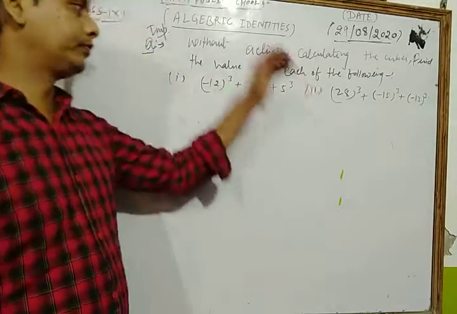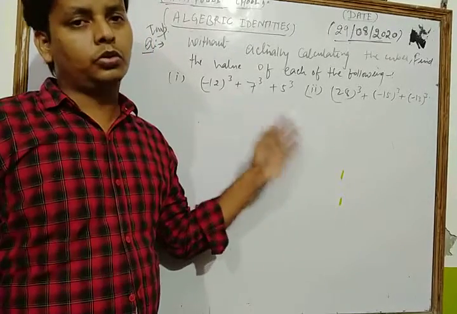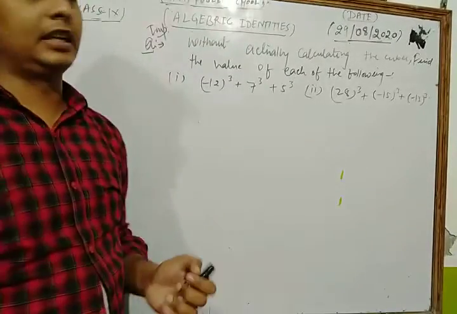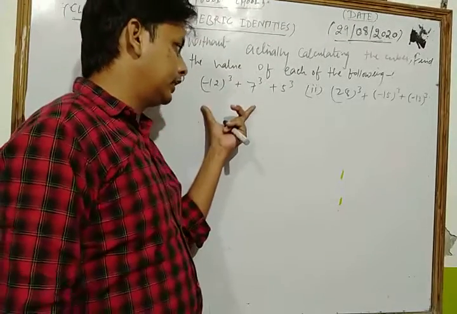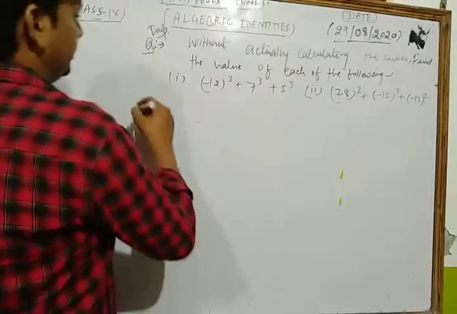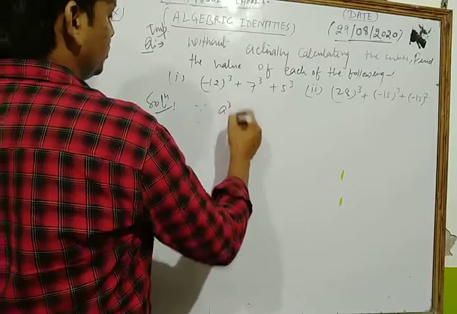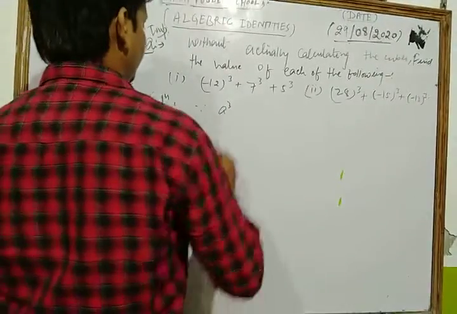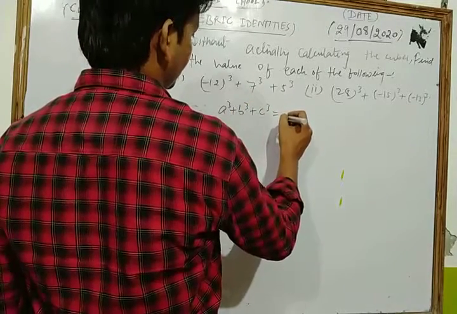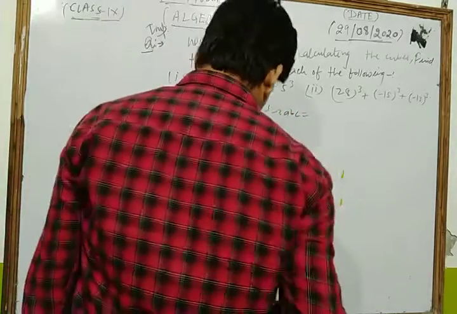Dear students, this is one of the most important questions of your NCERT syllabus. In solving this type of question, we can use an identity. Let's see its solution. Since we know that, dear student, a cube plus b cube plus c cube minus 3abc is equal to what?